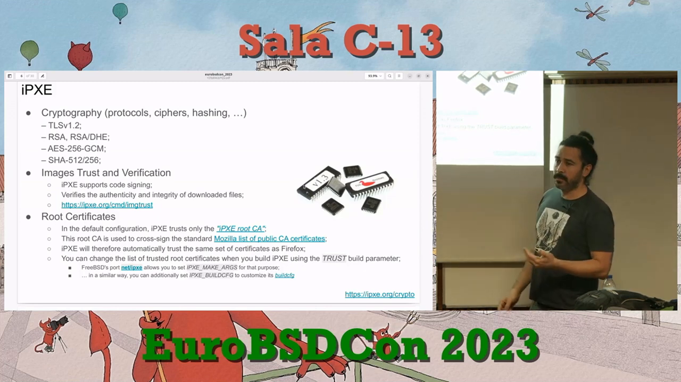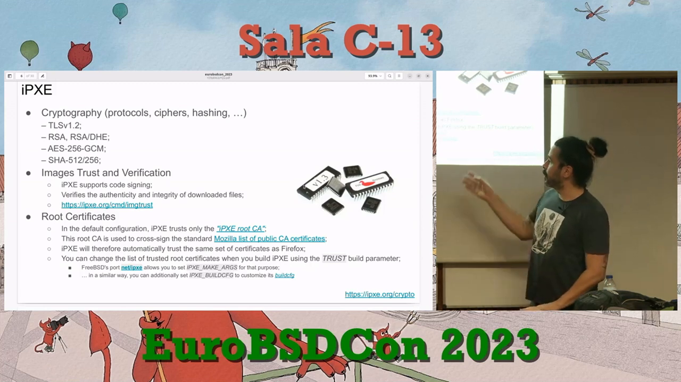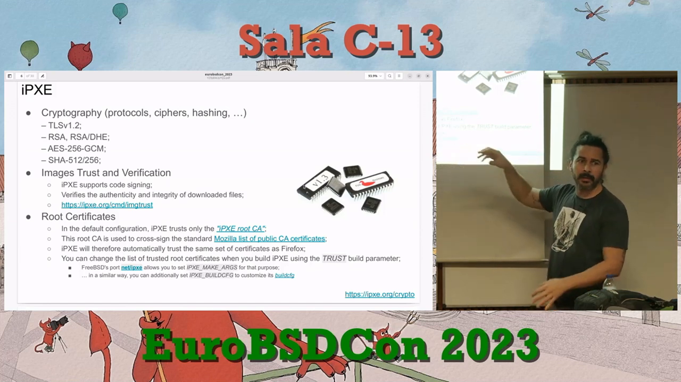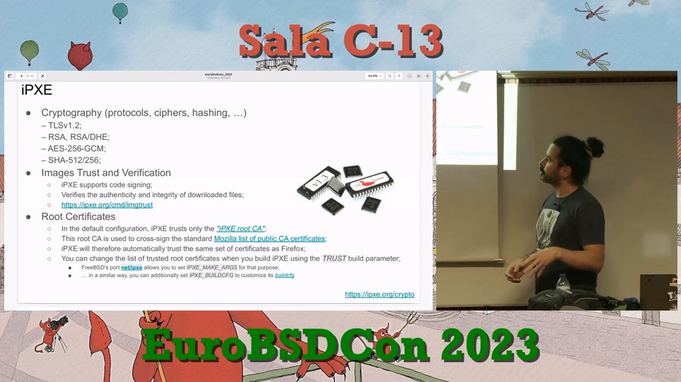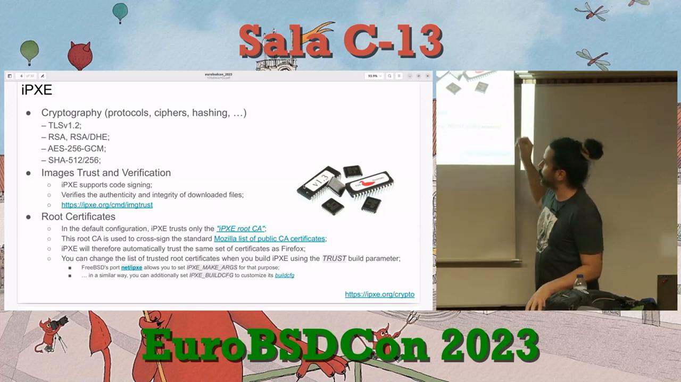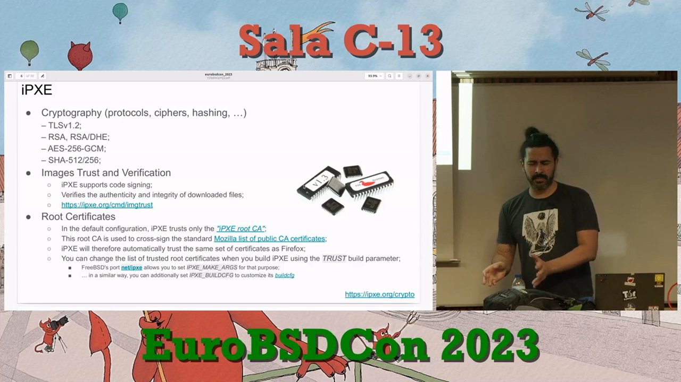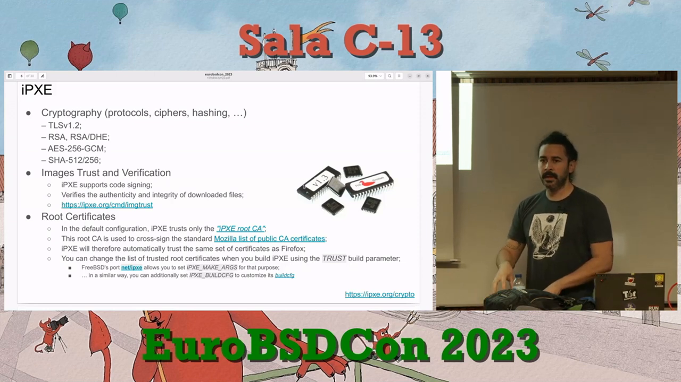Root certificates: if you want to have a self-signed certificate, your own CA, you can have that. In the FreeBSD port, we allow that. You can specify some extra variables in the environment and customize your setup to have your own CA for that case. By default, iPXE has its root CA, which cross-signs the Mozilla certificates. So in practice, it uses and trusts the same certificates as the Firefox browser.